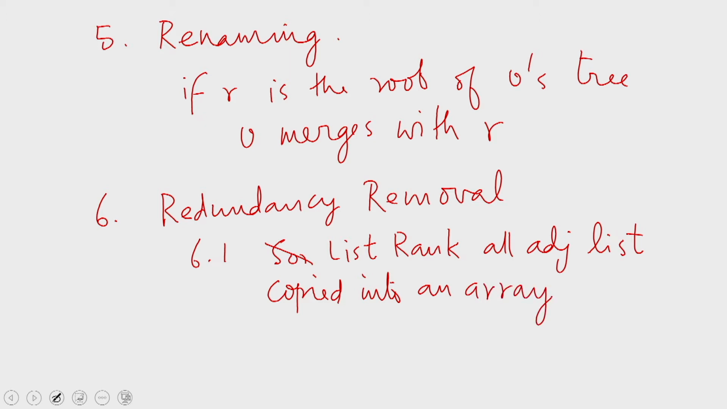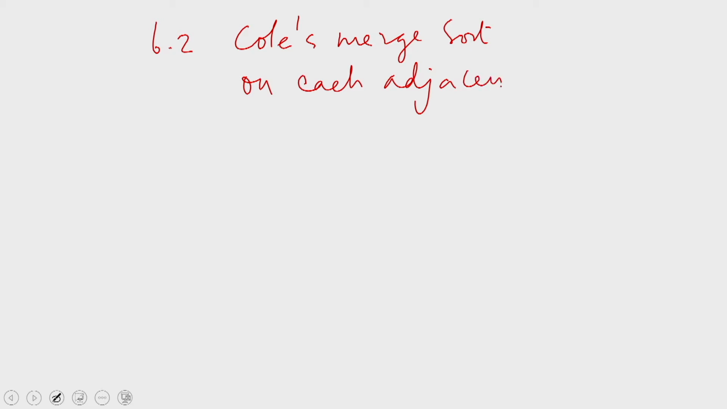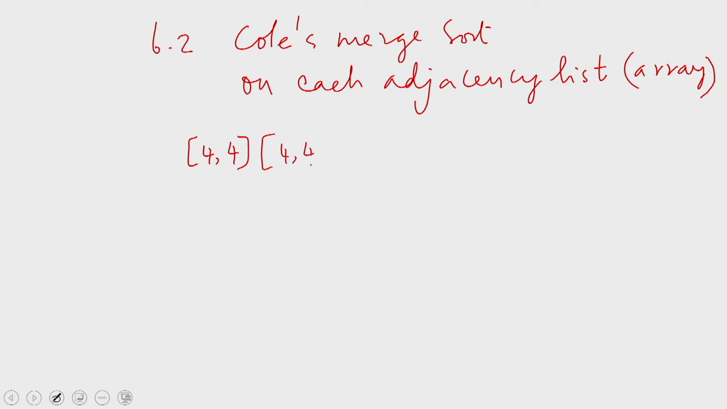So, the elements will be appearing in this array in the same order in which they appear in the adjacency list. Then in 6.2, we apply Cole's merge sort on each adjacency list, which is now in the form of an array. Therefore, we are able to apply Cole's merge sort on it. So, now we will have all the copies of the same element appearing together. For example, if we have self loops of the form 4, 4, we will have many of them appearing together.